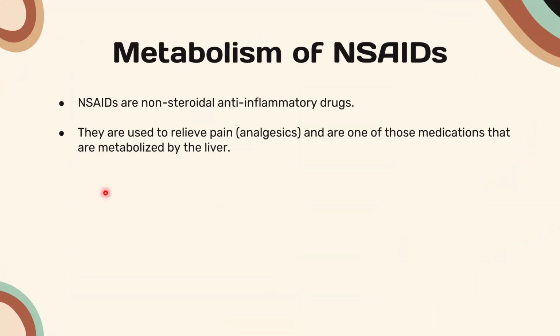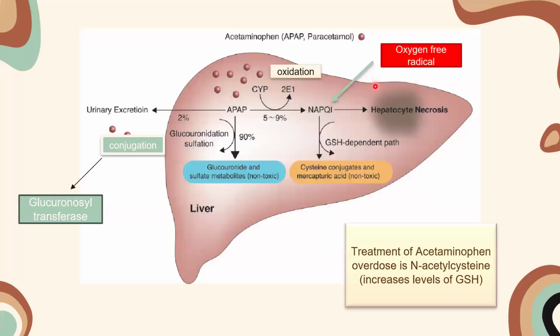So NSAIDs are non-steroidal anti-inflammatory drugs, and they are used to relieve pain. They're analgesics, and are one of the medications that are metabolized by the liver. So if a person were to take the normal dose of NSAIDs, around 90% of it would go to phase 2, and basically be converted into glucuronide and sulfate metabolites, which are non-toxic. A conjugation reaction happens where the acetaminophen, which is paracetamol, or the NSAIDs essentially, are converted into these metabolites, which are non-toxic, by the enzyme glucuronide transferase, which is good.